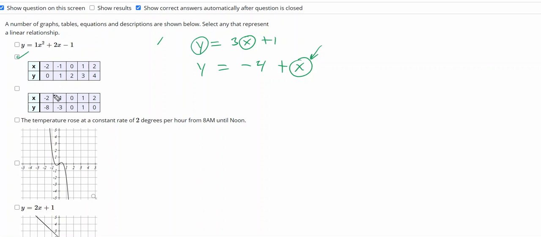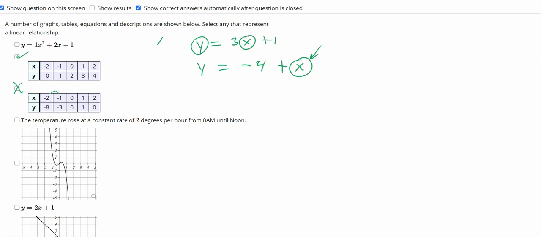Okay, this one, our x's are going up by 1 every time, so that's good. And our y's look like they're going up by, well, okay, this is from -8 to 3, that's 5. And then from -3 to 0, that's 3. Okay, I know right away that this is not linear, right? They're not going up by a constant amount, right? So this one is not.